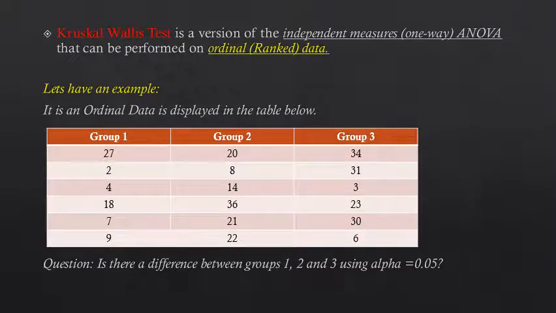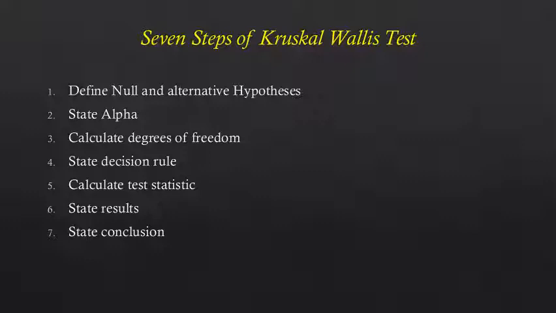Okay, so let's proceed. In order for us to calculate and perform the Kruskal-Wallis procedure, let's remember these 7 steps of the Kruskal-Wallis test. Number one, define the null and alternative hypothesis. Second, state the alpha. Third, calculate degrees of freedom. Fourth, state the decision rule. Fifth, calculate test statistics. Sixth, state results, and the last would be to state our conclusion.